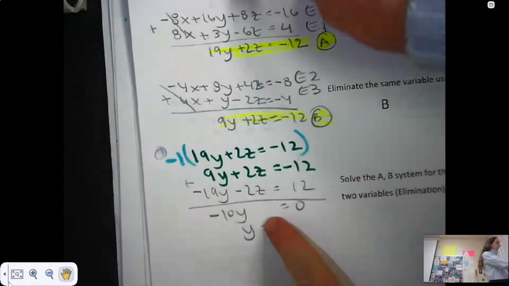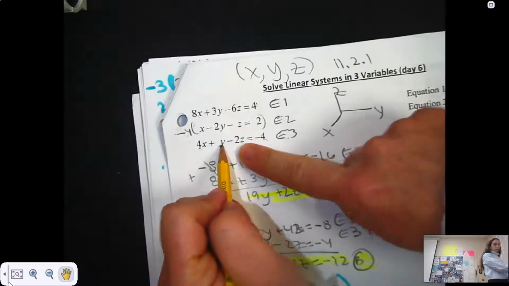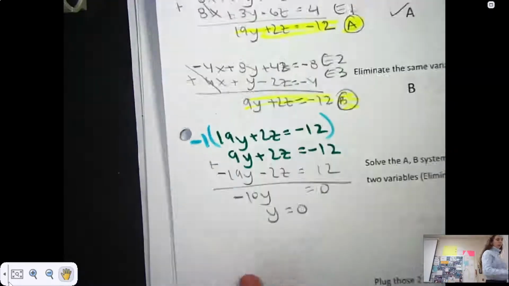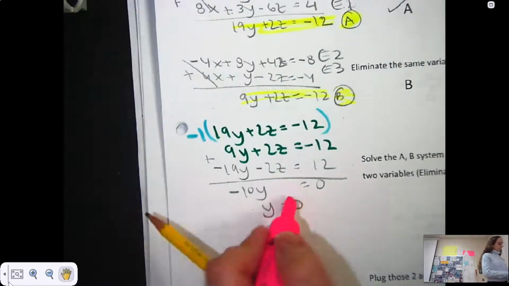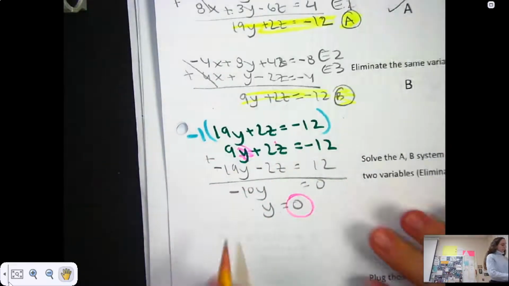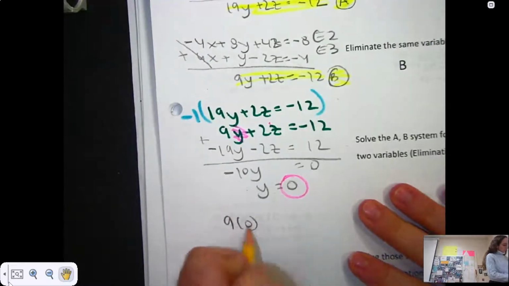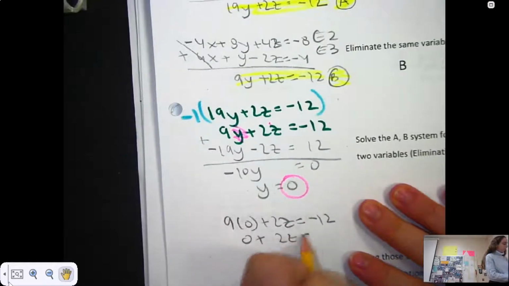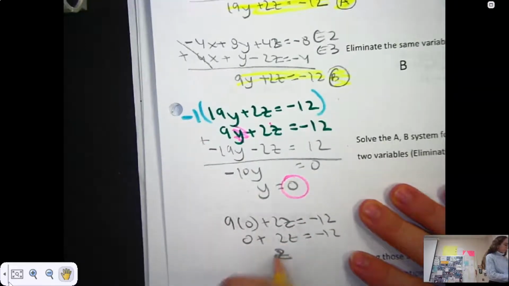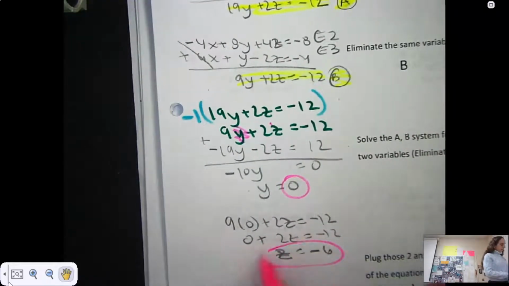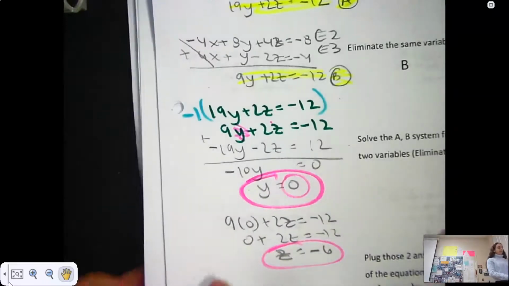Now don't go back to the original, because if you plug in y here, you still have x and z. So you're going to go back one step. It's kind of like you progress down, and then you're going to progress back. So I'm going to take this y equals 0, and plug it into my green y. Okay? And I'm going to go 9 times 0 plus 2z equals negative 12. 0 plus 2z equals negative 12. Z equals negative 6.